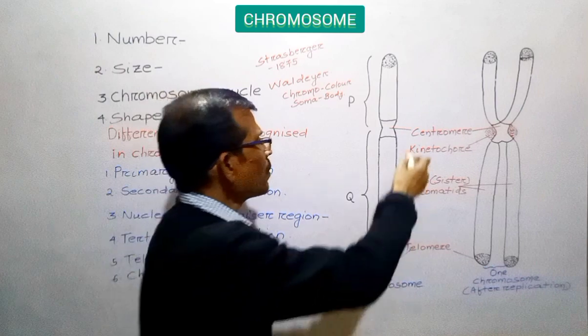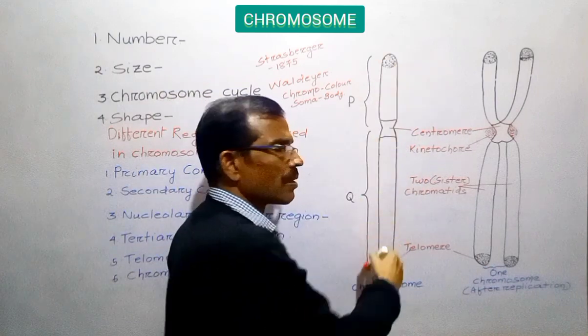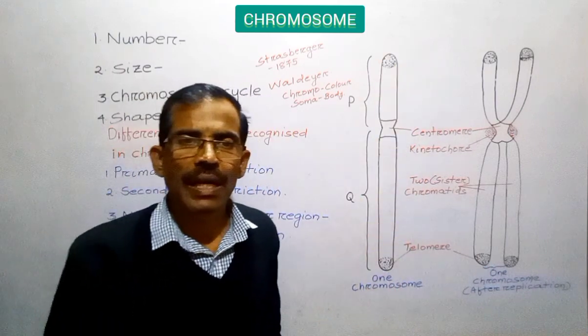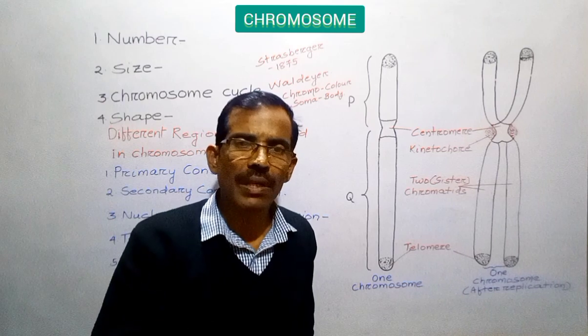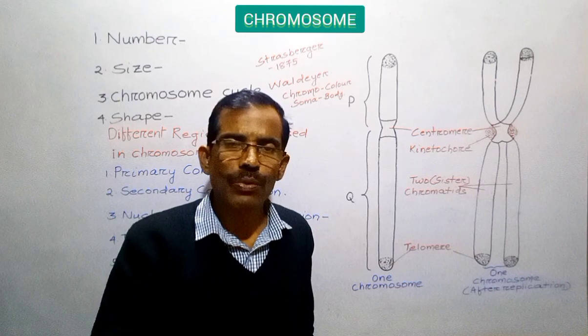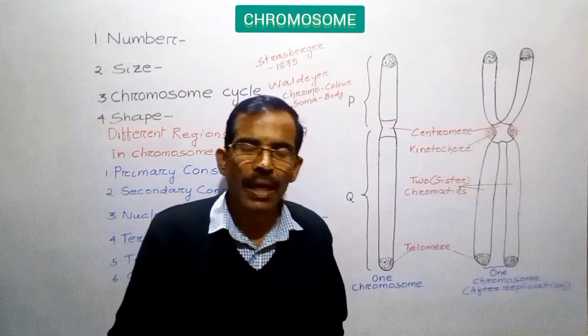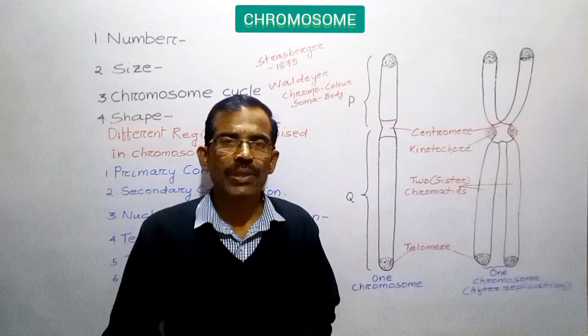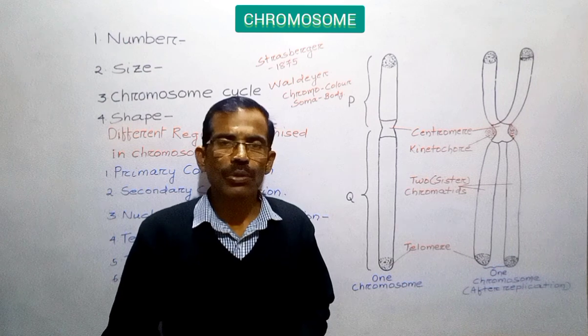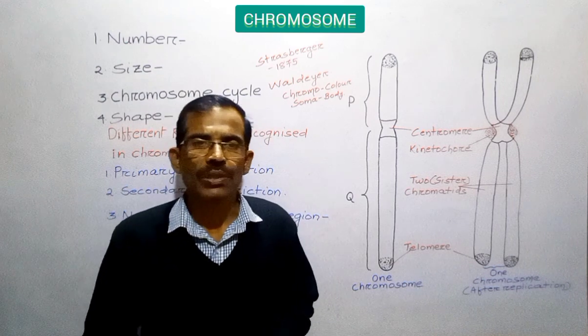A chromosome is a rod-shaped, self-replicating and organized mass of DNA present within the nucleus of eukaryotic cells. Normally, the chromosomes are visible only during mitosis and meiosis.